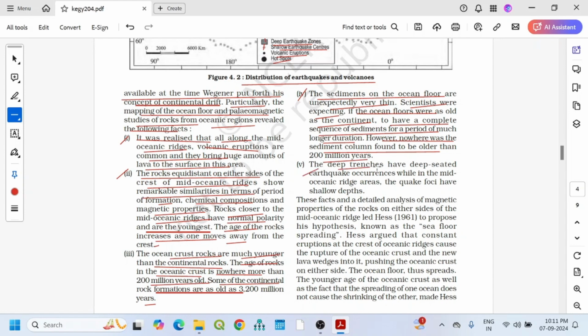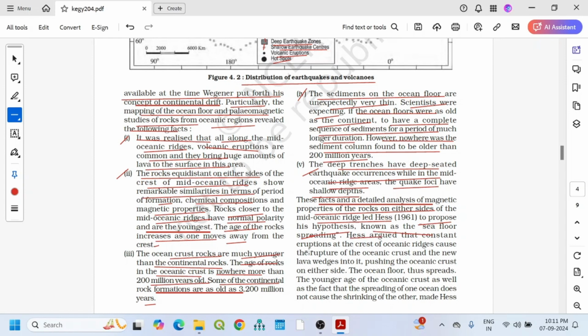Number five, the deep trenches have deep-seated earthquake occurrences while in the mid-oceanic ridge areas, the quake foci have shallow depths. This fact and a detailed analysis of magnetic properties of the rocks on either side of the mid-oceanic ridges led Hess in 1961 to propose his hypothesis known as seafloor spreading.